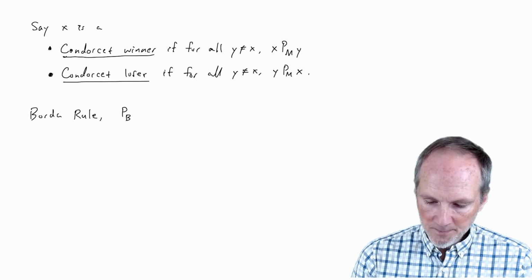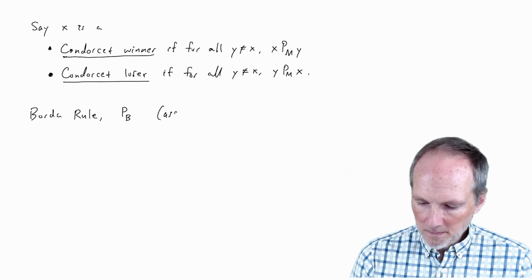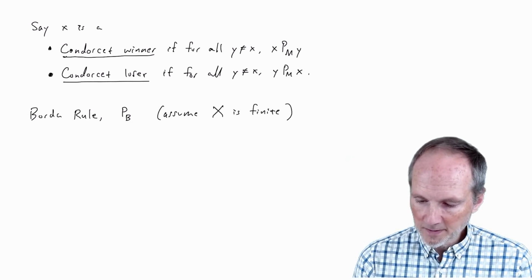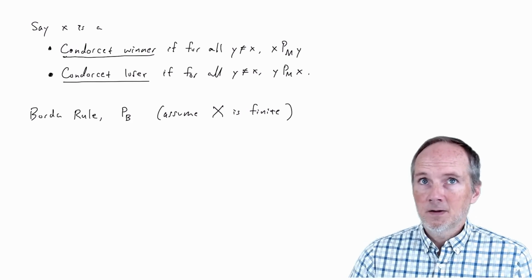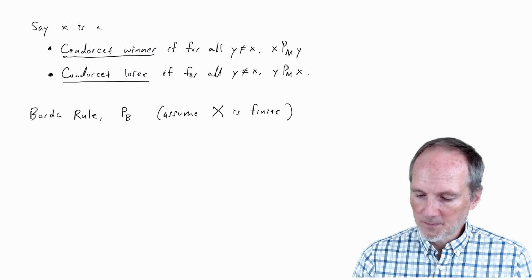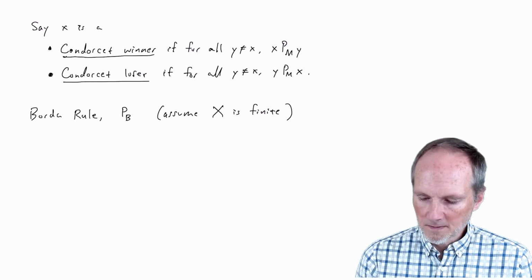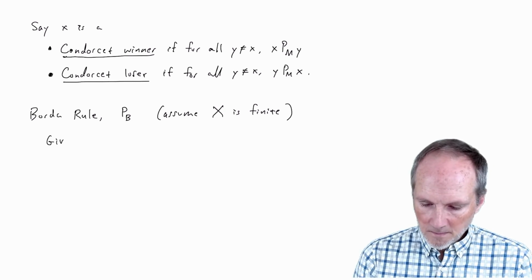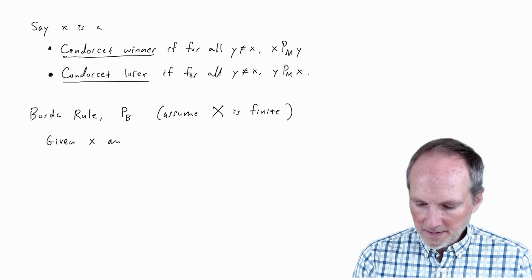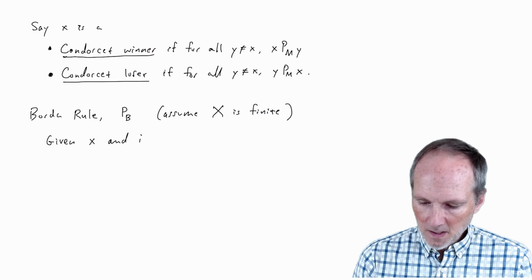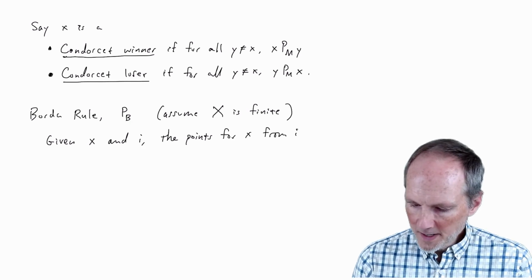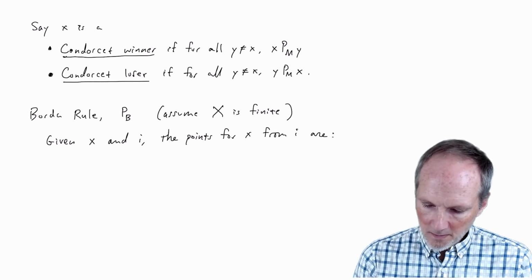Here we're going to assume that the set of alternatives is finite. We didn't have to do that for majority voting. We can still define this majority relation even with an infinite set, but here we're going to use this assumption of finiteness. All right, so given an alternative x and an individual I, the points for x from I are the following.